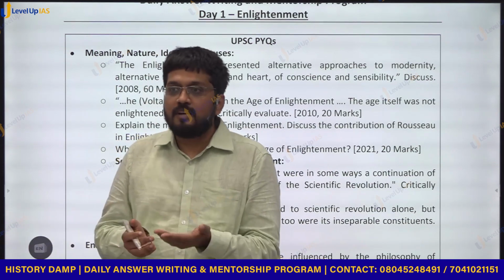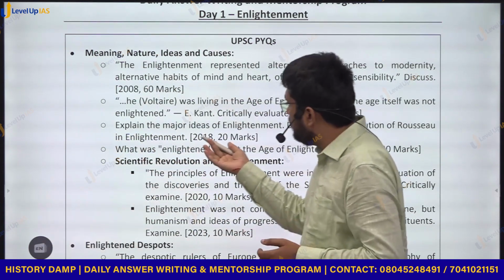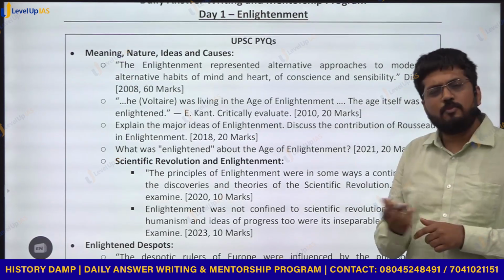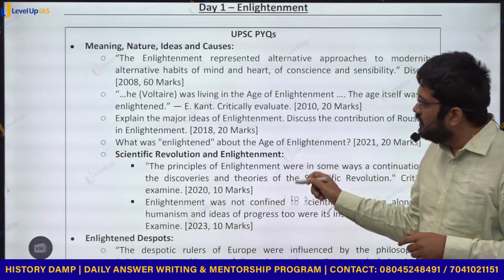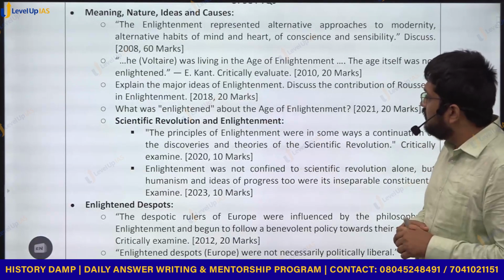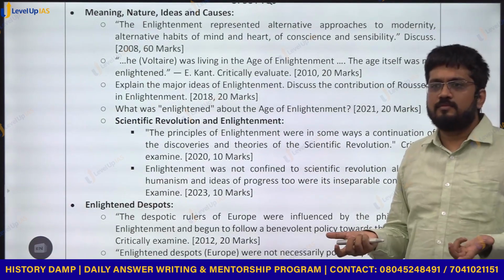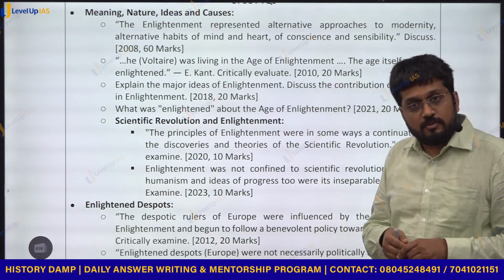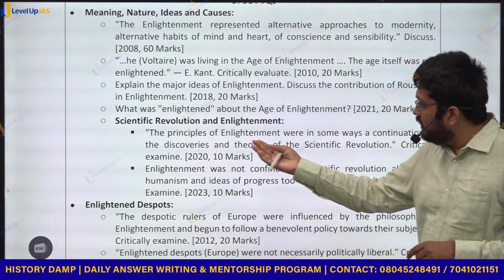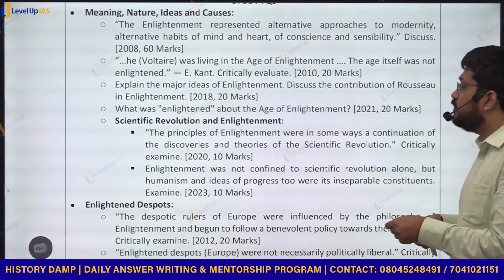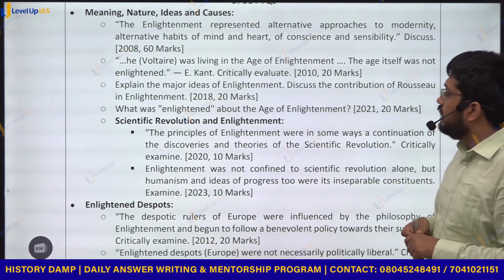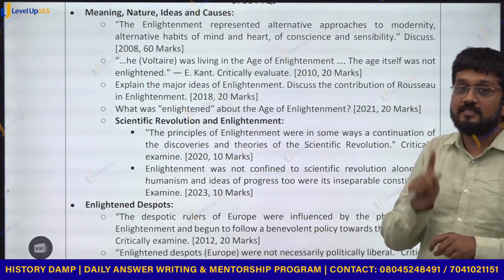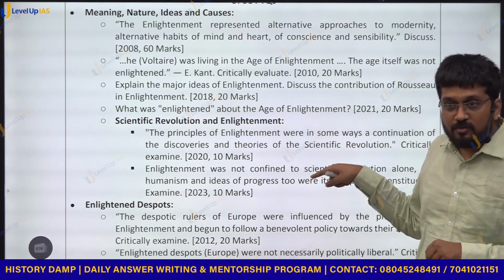So Voltaire is just an example here. Explain the major ideas of Enlightenment, discuss the contribution of Rousseau, very simple questions, nothing much. What was enlightened about the age of enlightenment? Again, what is the idea? The two questions that came on direct connection with the scientific revolution: one was, the principles of enlightenment were in some ways a continuation of the discoveries and theories of the scientific revolution. Critically examine. Today's question is not even of that level.